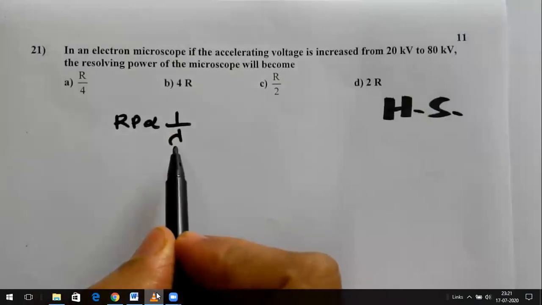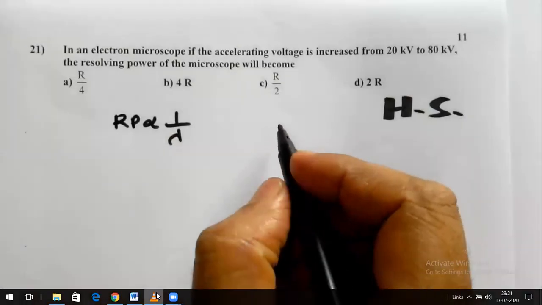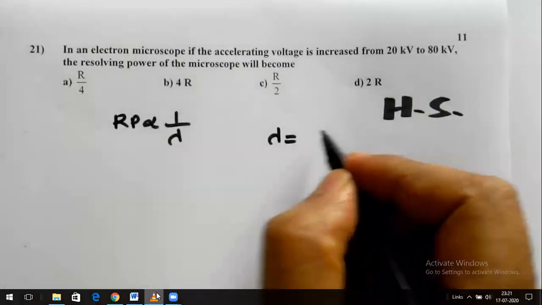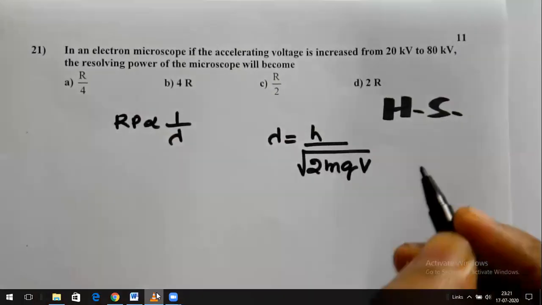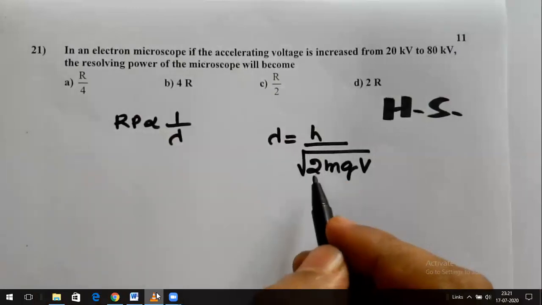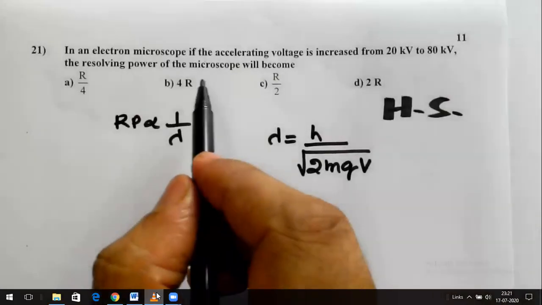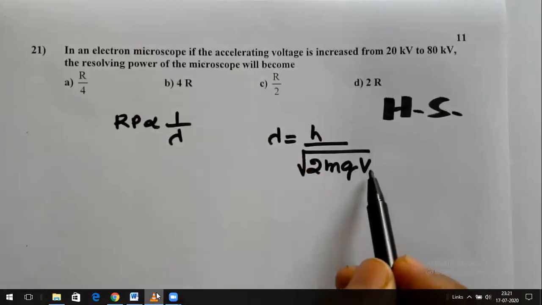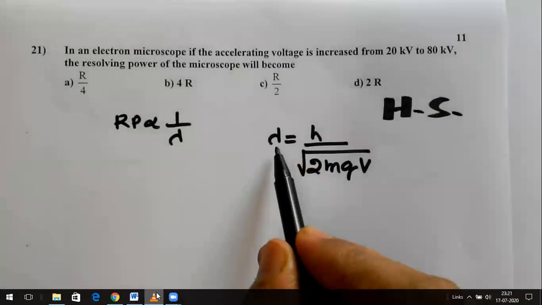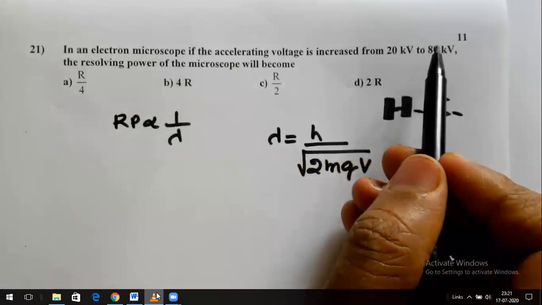Because electron microscopes use the principle of wave nature of matter. A moving particle exhibits wave nature, and the wavelength associated with any moving particle is lambda equal to Planck's constant divided by square root of 2mqV. Actually, lambda is equal to h by momentum. I have expanded momentum in this term because I am interested in an accelerating charged particle. So if a charged particle of mass m and charge q is accelerated through a potential difference V, this is the de Broglie wavelength.